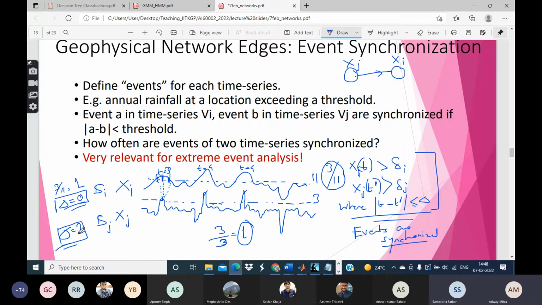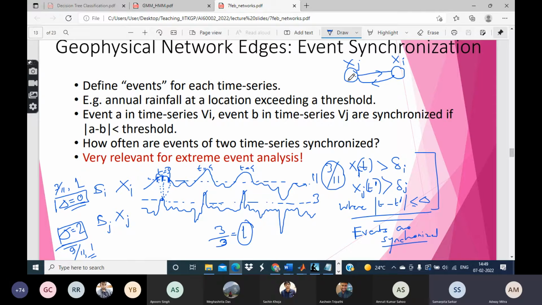It's possible that if you consider delta equal to 2, then it will become something like 9 by 11 and 1. If it is 9 by 11, then we can say that if an event happens in xi, we are more than 80% sure that something will happen around in xj also, right? So in that case, this arrow can be bidirectional. That is, information will flow from both xj to xi as well as from xi to xj.